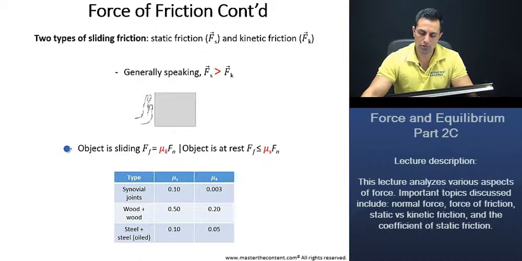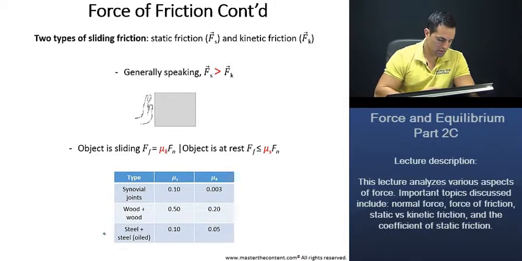Wonderful. Now, two other points we should take a look at here: when the object is sliding, you're going to use the coefficient of kinetic friction in the equation, and when the object is at rest, that's when you use the coefficient of static friction. And just to give you a few examples, here is the coefficient of static and kinetic friction given to us for synovial joints, wood on wood, and steel on steel. All right, great. Let's now build on our discussion in the next slide.